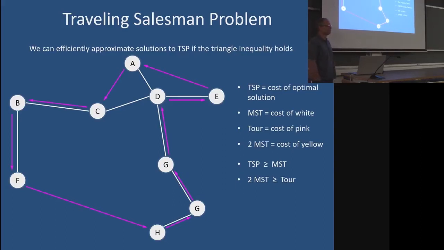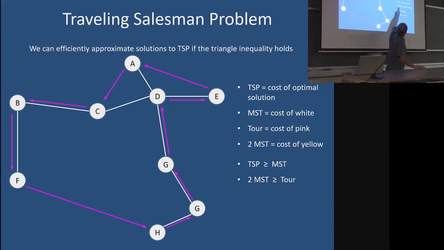Why is that? Because 2 times the MST is traveling along the MST twice, whereas if the triangle inequality holds, then each edge that you used instead of traveling back along the same edge is shorter. Okay. So right here, 2 MST is equal to the cost of yellow. Remember, the yellow path was one that traversed every white edge twice. The pink tour is an improvement upon that yellow tour.